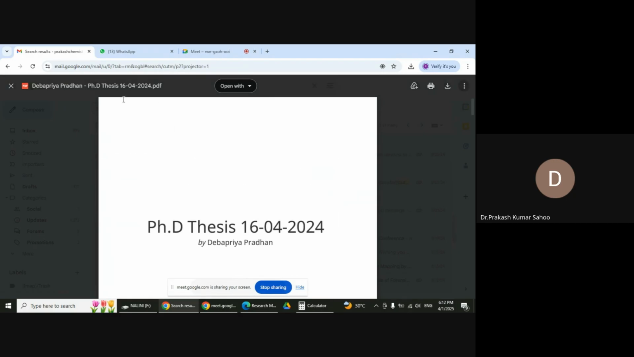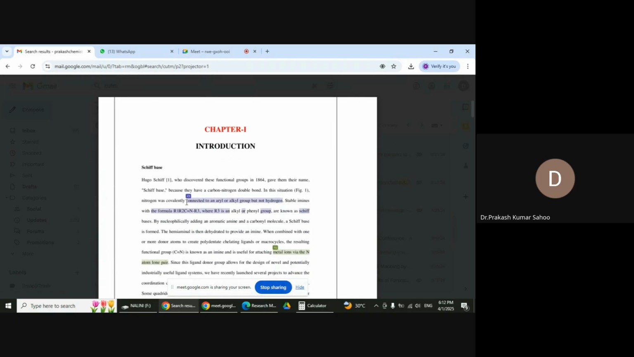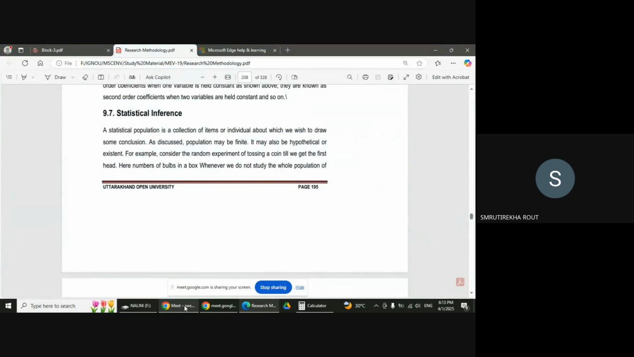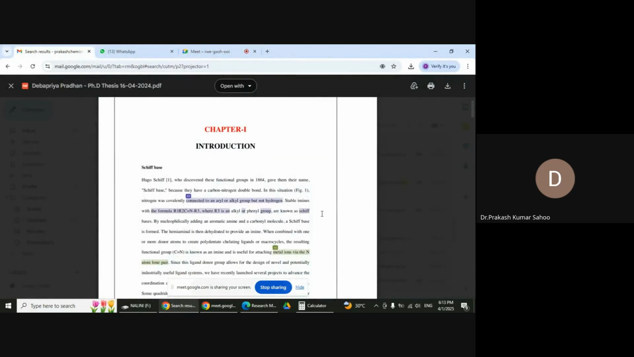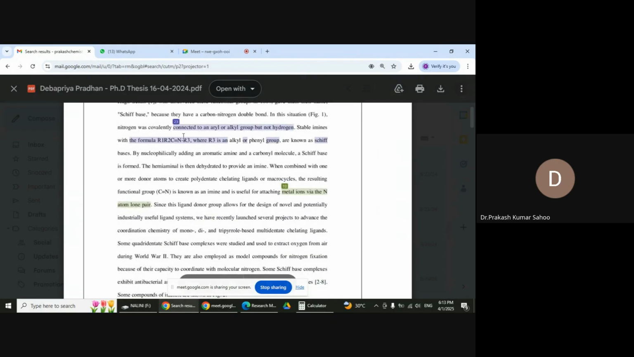Yes, and this is my PhD thesis, which was checked on 16/4/2024, last year in April, and just see here the lines. Is it visible, students, clearly? Yes, sir. Okay, just see here. Yes, these are the lines. These are the colored lines.